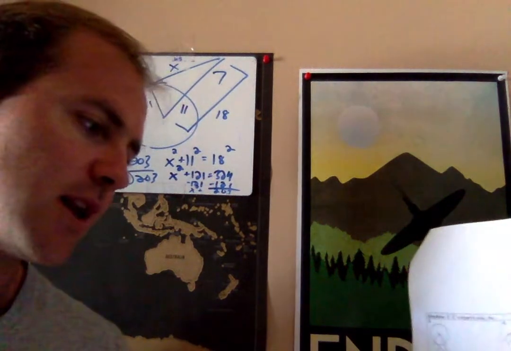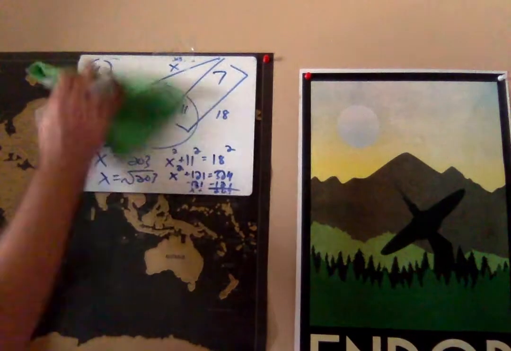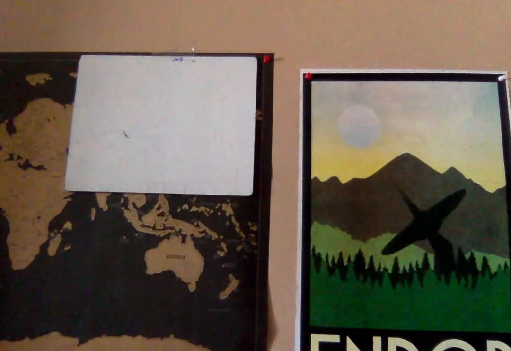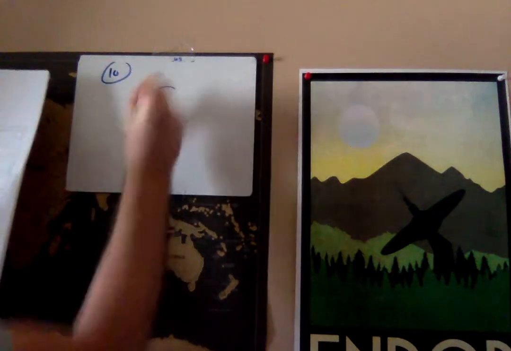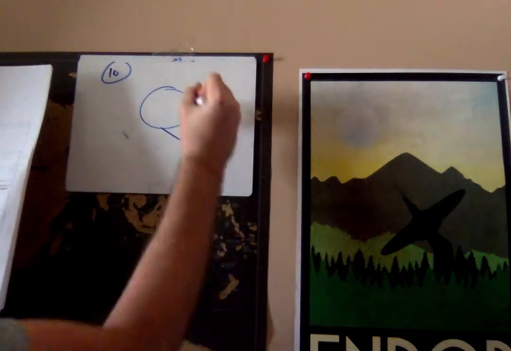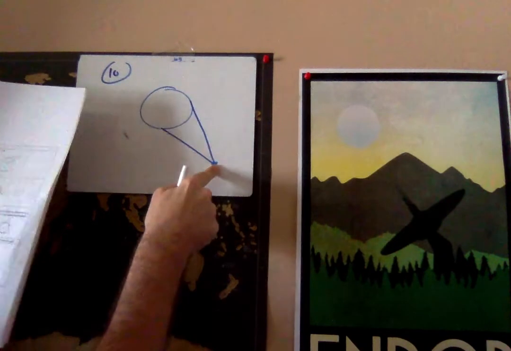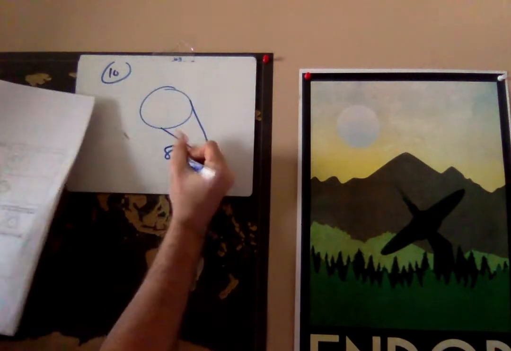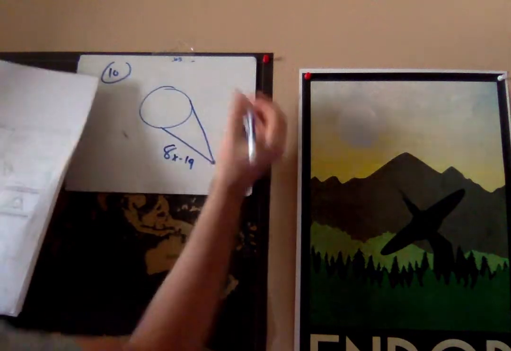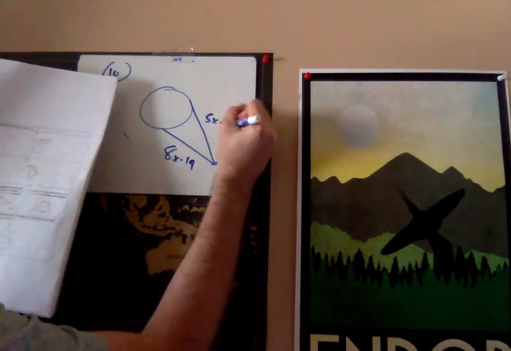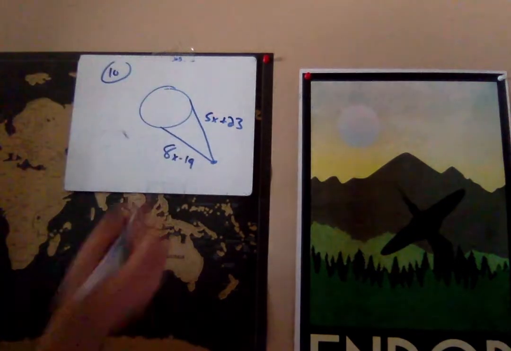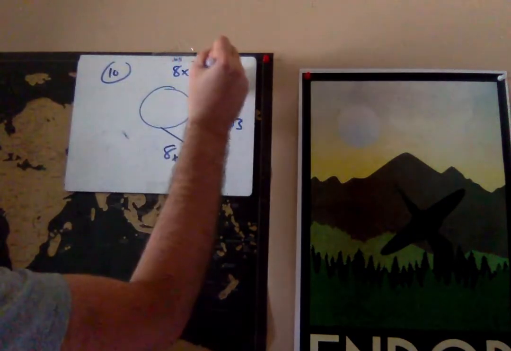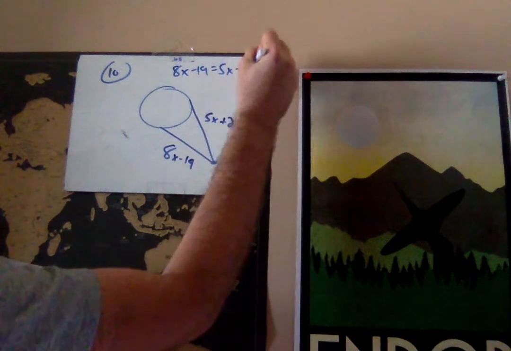Let's take a look at question number 10. Once again, what number are we looking at? We're looking at question number 10. Here's a circle, here's a tangent, and oh my gosh, look, they intersect. Therefore, they are congruent to each other. So if you guys want to think about this visually, the ice cream cone problem just means that they're congruent to each other. So I'm going to say 8x minus 19 equals 5x plus 23.